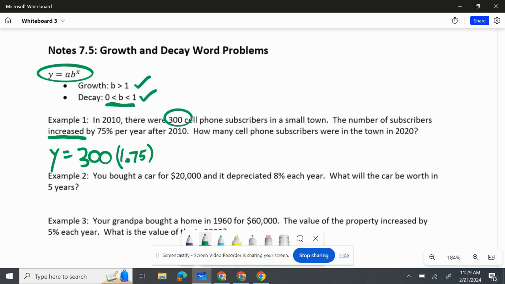1.75. 1 means it stays the same whenever we multiply something by 1. Whenever it's increasing, it's always over 1, so it's going to increase by 75%, so that's 1.75. Now, this is after 2010. We're trying to figure out how many are in 2020. That's a difference of 10 years, so we raise it to the 10th power. That right there is going to give us 80,816.8. So we're going to round up and say 80,817 subscribers.